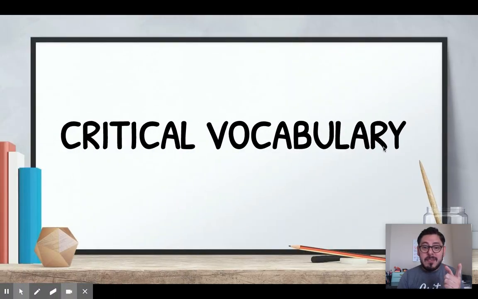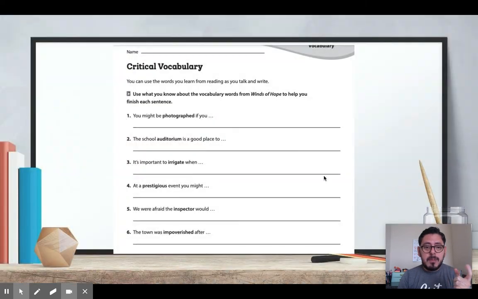And your activity is the following. You're gonna have a presentation like a slide like this, and you have to read the instructions and complete the sentences. And the first one, for example, you might be photographed. If you, what is something that you can do to get photographed, or something that if you're doing it, people are gonna take pictures of you. I don't know. You think about it.